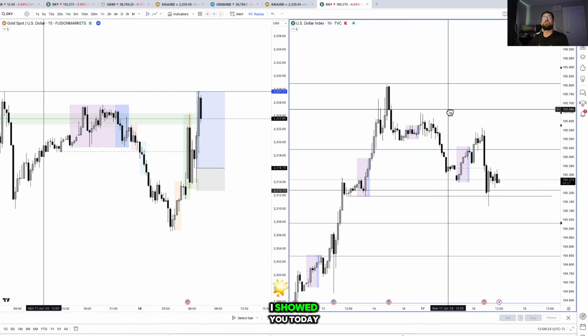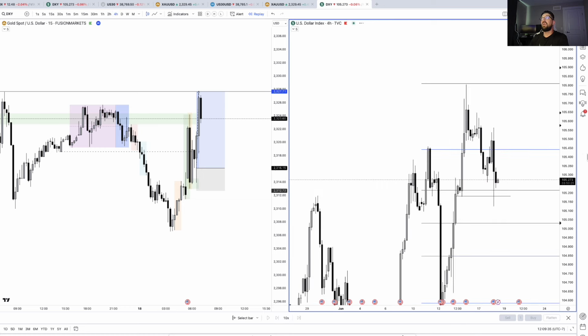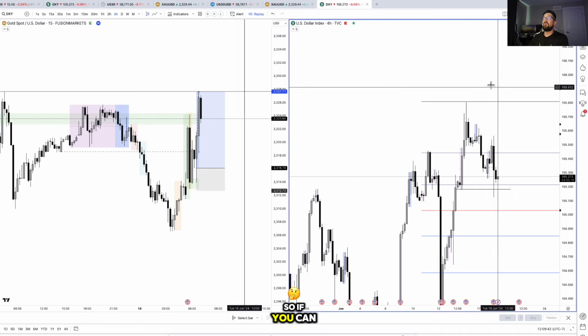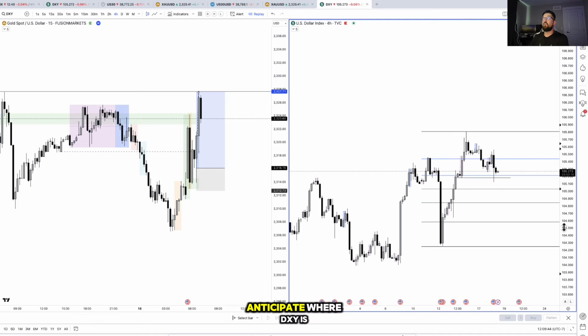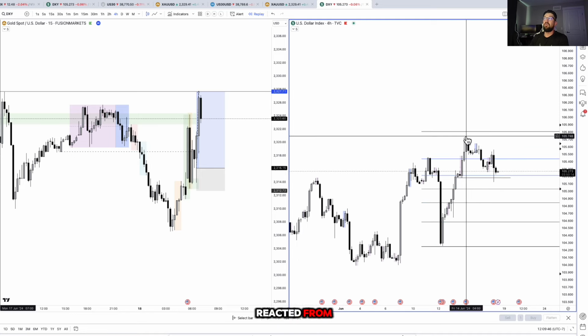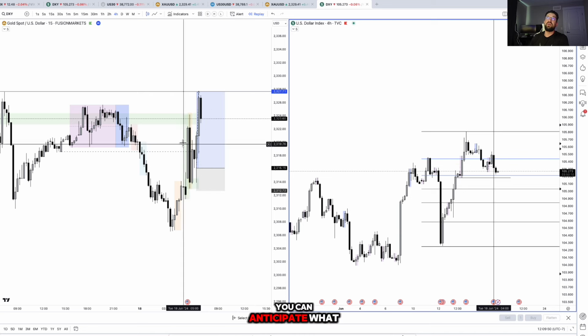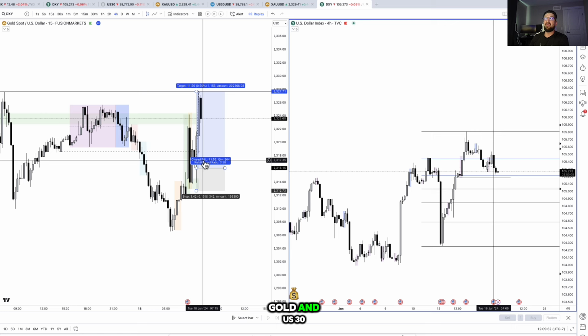So with everything I showed you today, this will only work if you read price action. So if you can anticipate where DXY is reacted from, where it's likely to go, and why, you can anticipate what gold and US30 might do.